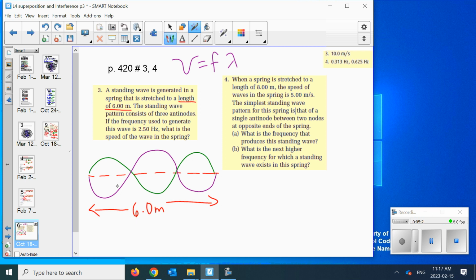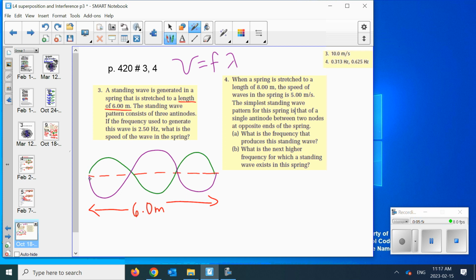Now, I want to mention something, because on a test or another assignment, I could have given the same information in a different way. I said here the standing wave consists of three antinodes. I could have said 4 nodes, because there's 1, 2, 3, 4 nodes. And it's the same problem, right? Vocabulary: nodes, antinodes, know what they mean.